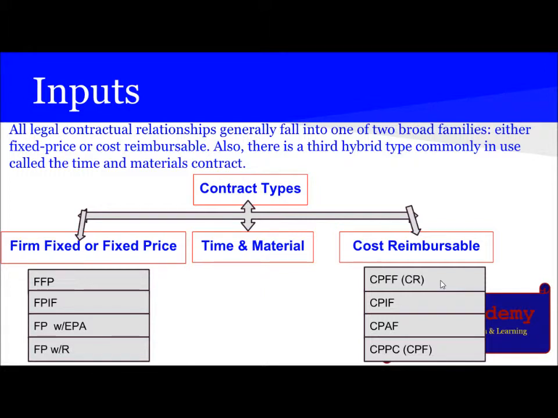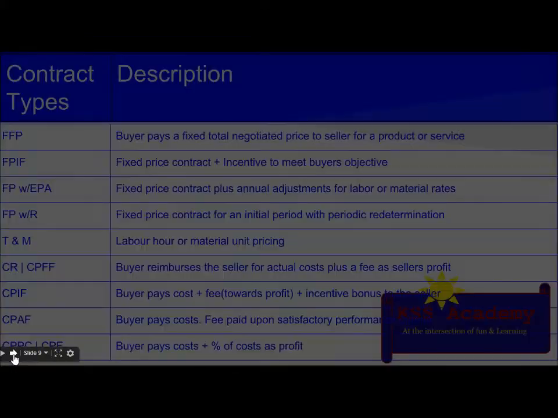the first one is CPFF or CR, which is cost plus fixed fee or cost reimbursable. The second one is CPIF, which means cost plus incentive fee. The third one is CPAF, which means cost plus award fee. And the last is CPPC or CPF, which is cost plus percentage of cost or cost plus fee. And in the middle there is a hybrid form, which is time and material, also called unit price contract. This is a hybrid of fixed and cost reimbursable.